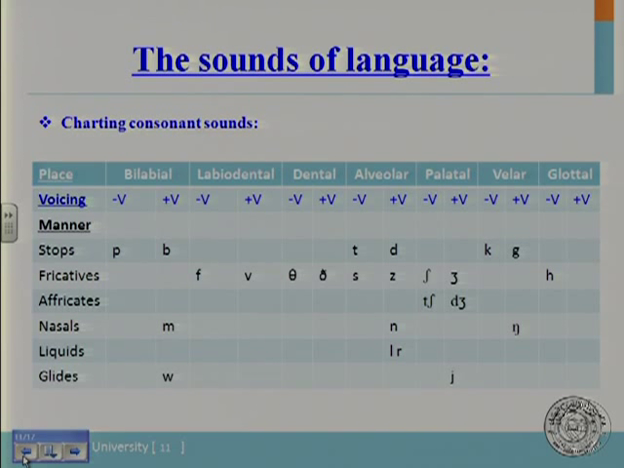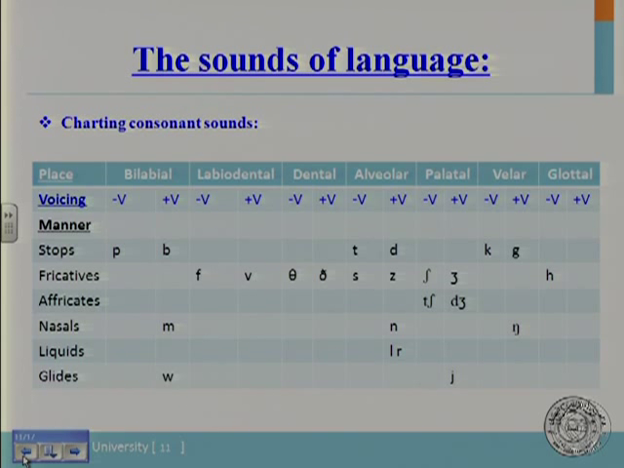D, an alveolar, stop, voiced sound. The second group here, we have some sounds of fricatives. We have S and Z. Now, S is an alveolar, fricative, voiceless sound, while Z is an alveolar, fricative, but here it's a voiced sound.